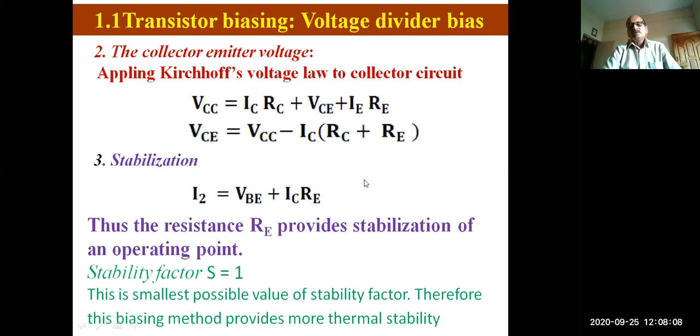How does stabilization happen? Emitter resistance stabilizes the operating point in the circuit: stabilization of the operating point. And what is the definition of biasing? Establishment of an operating point at the center of the active region is called bias.